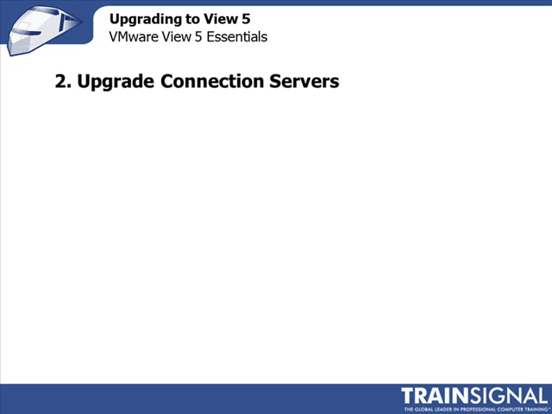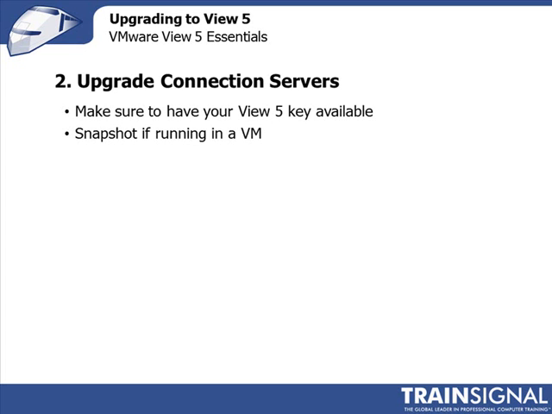Now let's move on to the connection servers. First of all, make sure you have your View 5 key available, because you don't want to get stuck in the middle of an upgrade and not have the key that you need in order to enable your environment. View 5 does support a different set of keys than View 4, so during the upgrade process, you will lose your licensing. Next, take a snapshot of each of the VMs that are running connection servers.